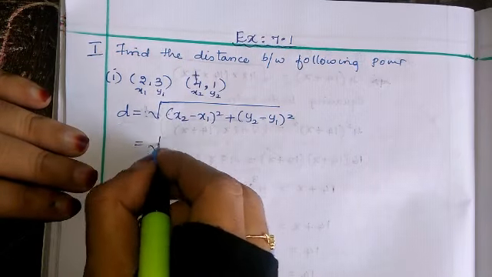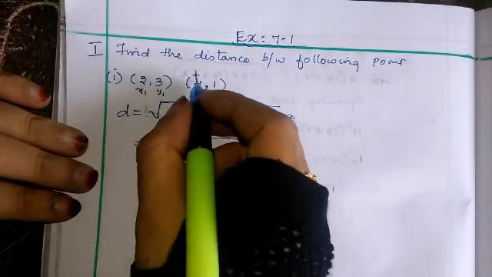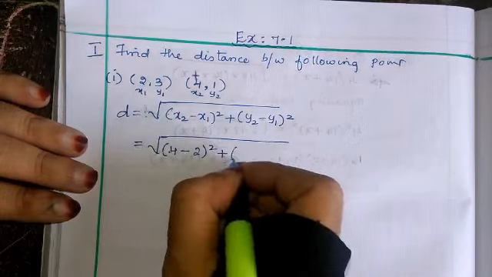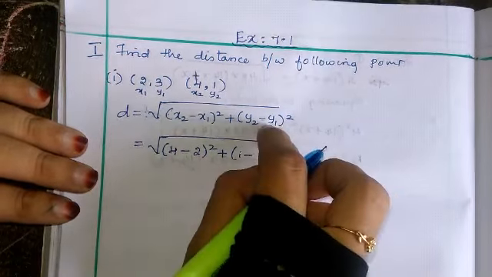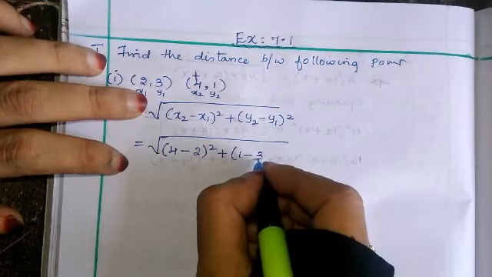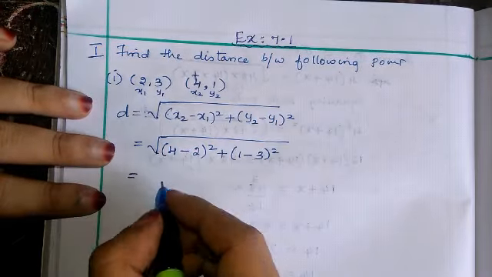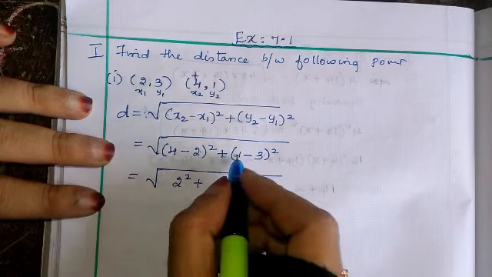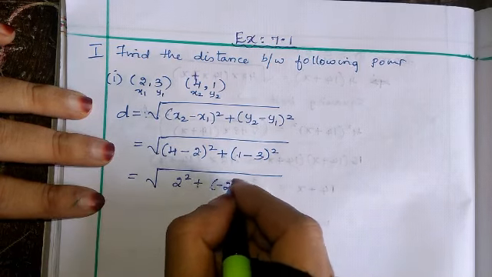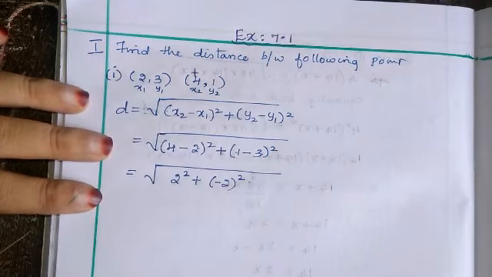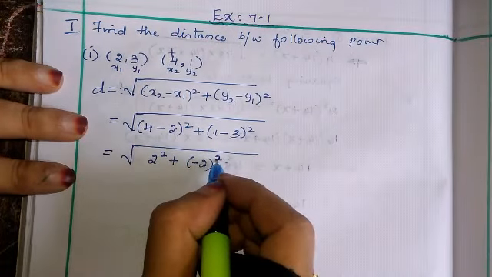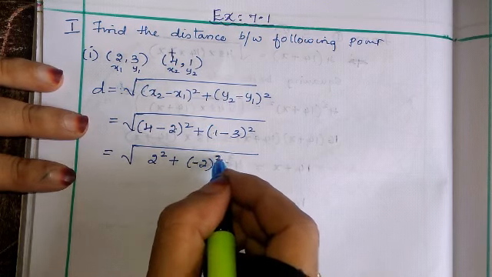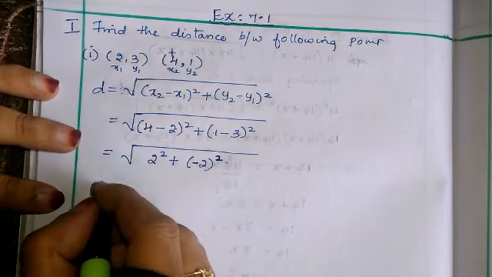Now let us substitute in this distance formula: x2, 4, minus x1, 2, whole square, plus y2, 1, minus y1, 3, whole square. So what we are going to get now: root as it is, 4 minus 2 is 2 square, plus 1 minus 3 is minus 2, because the greater number is negative. We all know that a negative number squared is always positive. Whenever we have a negative sign and the square is there, the answer will always be positive.